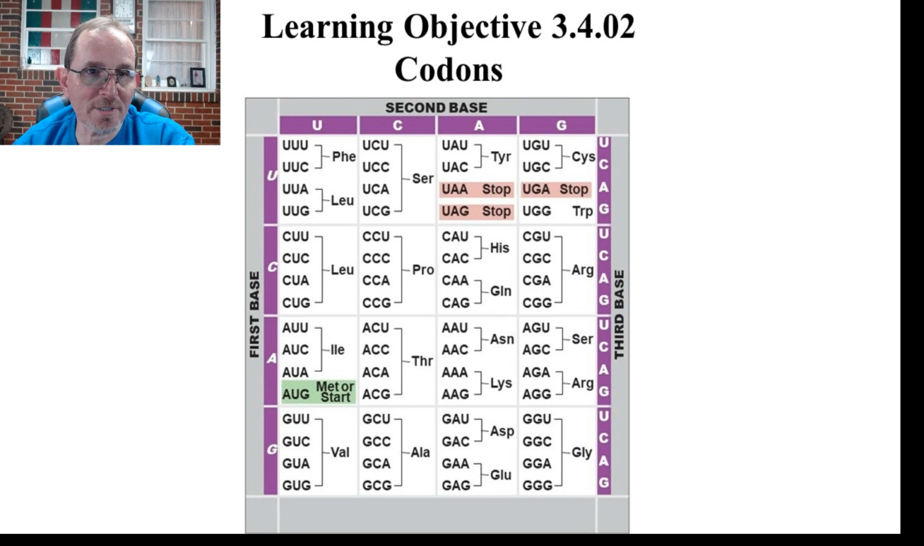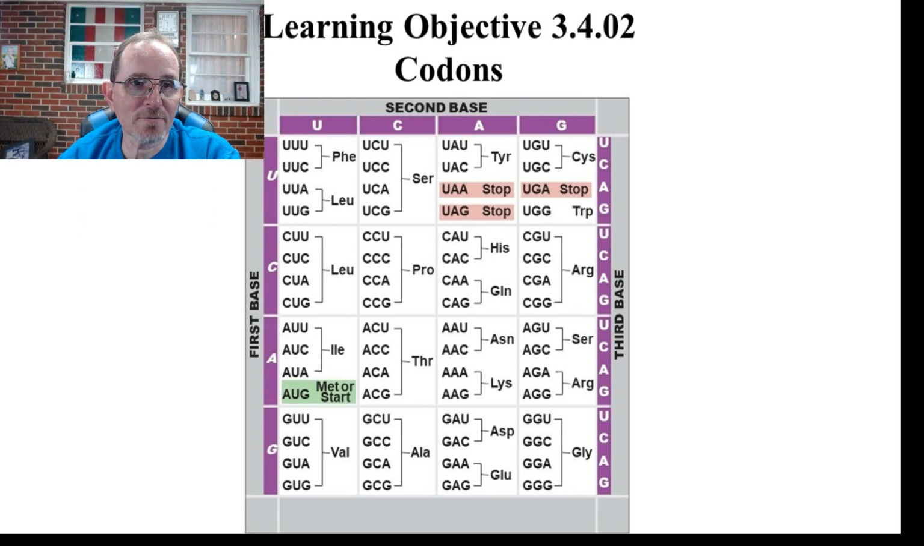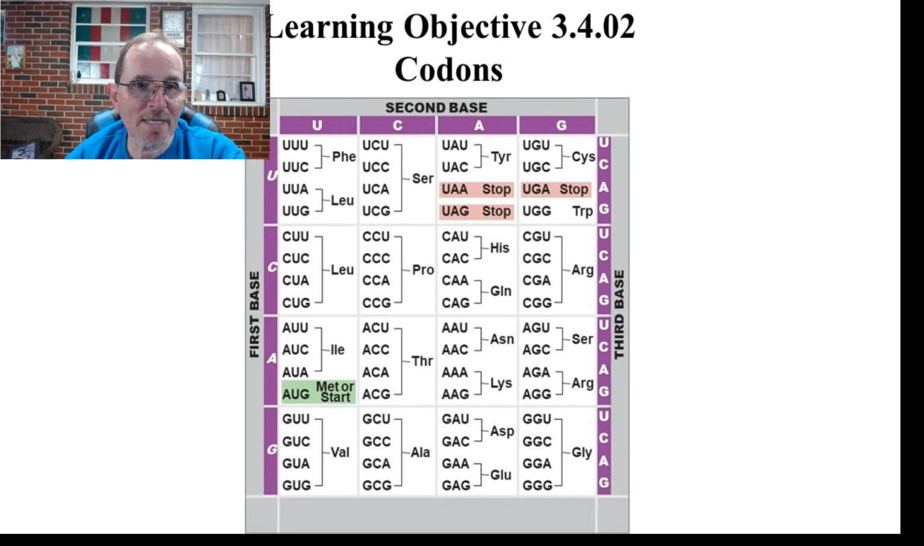Okay, guys, this is codons. So let's look at it like this. DNA is a language that has exactly 4 letters, A, T, C, and G. Now, these 4 letters can make words, and these words are always 3 letters long, and that's what a codon is.